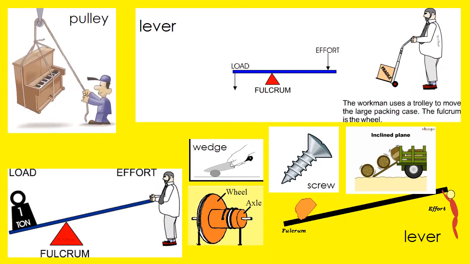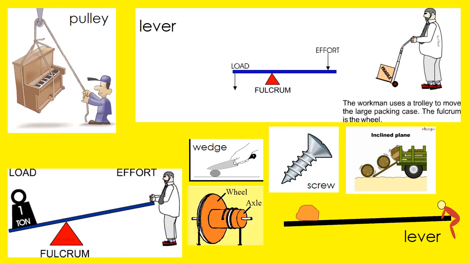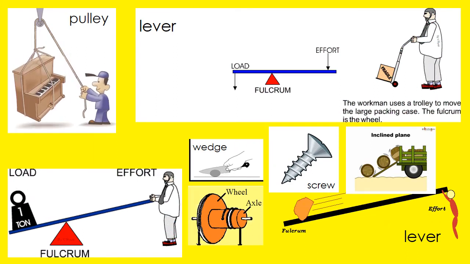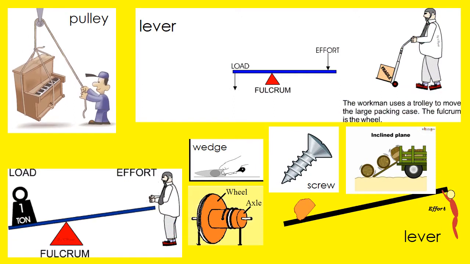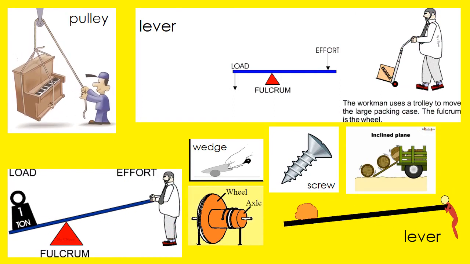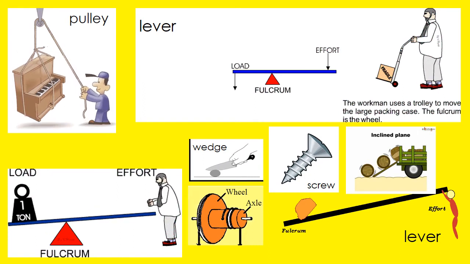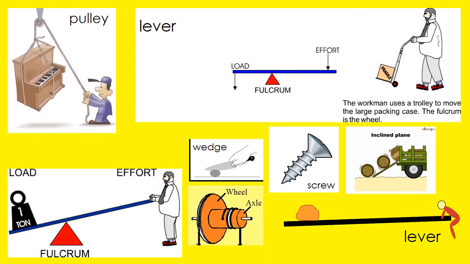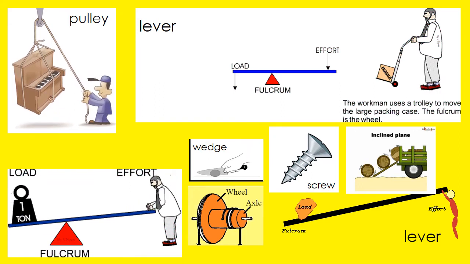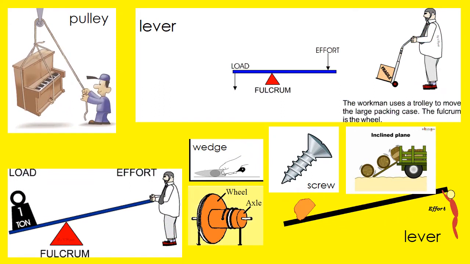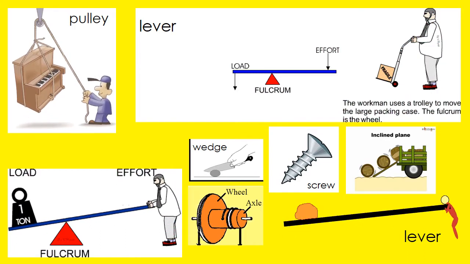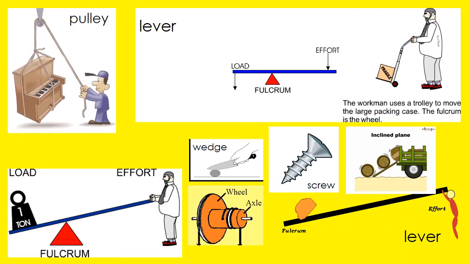So that will be wheel and axle. So finally, call the names of these simple machines again. This is a pulley. This is a lever. This is a wedge. This is a load. Effort. Load. What's the name of the simple machine? Lever. Yes, and this is a wheel and axle. And this is a screw. And this is an inclined plane. And this is a lever.